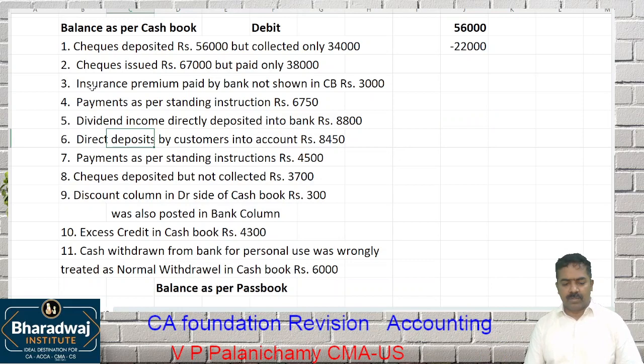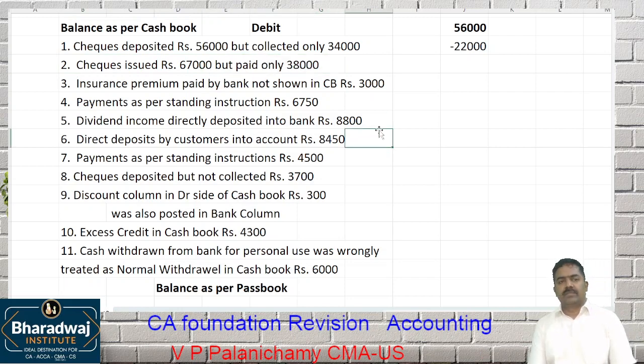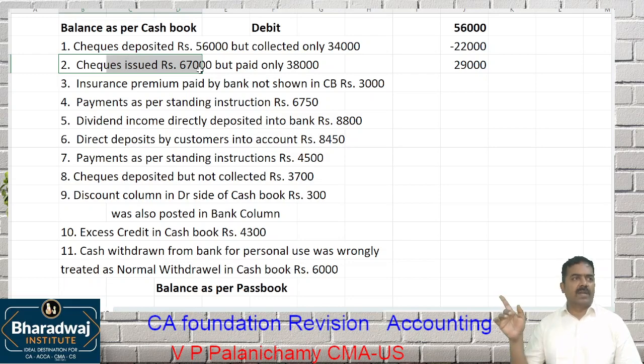Checks issued. While issuing, we deducted 67,000, but the banker paid only 38,000. Now, what to do? 29,000 add back. Any doubt in it? We deducted more, so our balance will be low. We want the banker's balance. What to do? Add back.